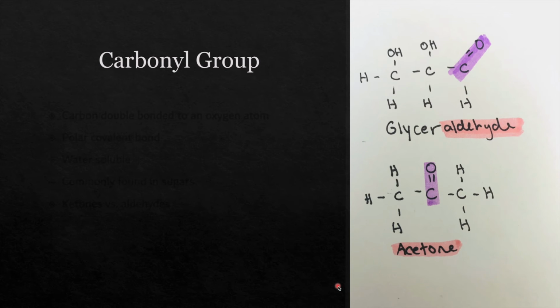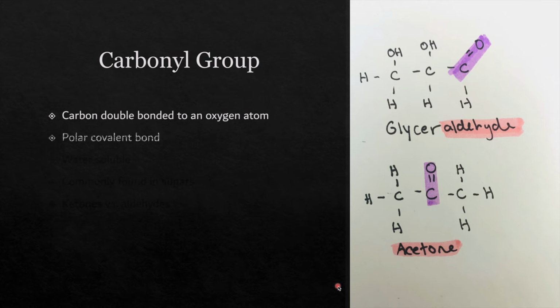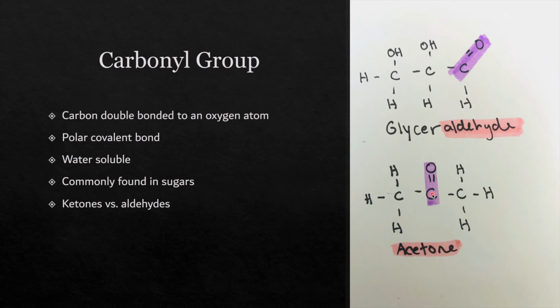A carbonyl group is made up of a carbon double bonded to an oxygen atom. The bond is a polar covalent bond. So, compounds with the carbonyl group are also water-soluble. Carbonyl groups are commonly found in sugars. If the carbonyl is in the middle of the carbon skeleton, it is called a ketone. If the carbonyl group is on the end of the carbon skeleton, it is called an aldehyde.